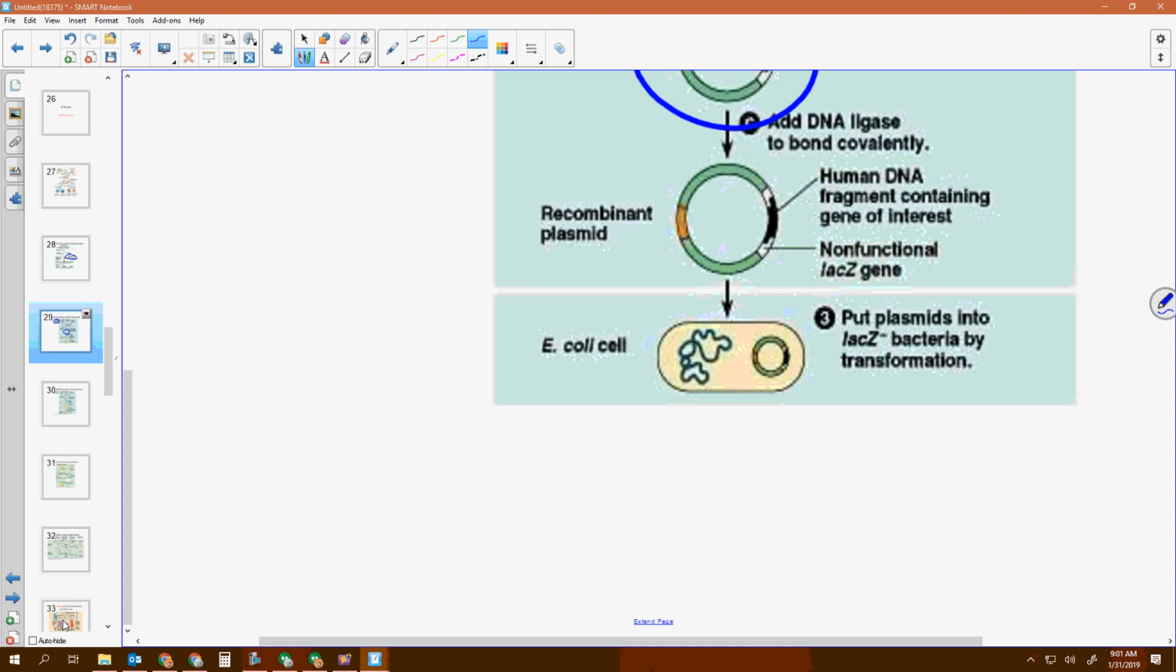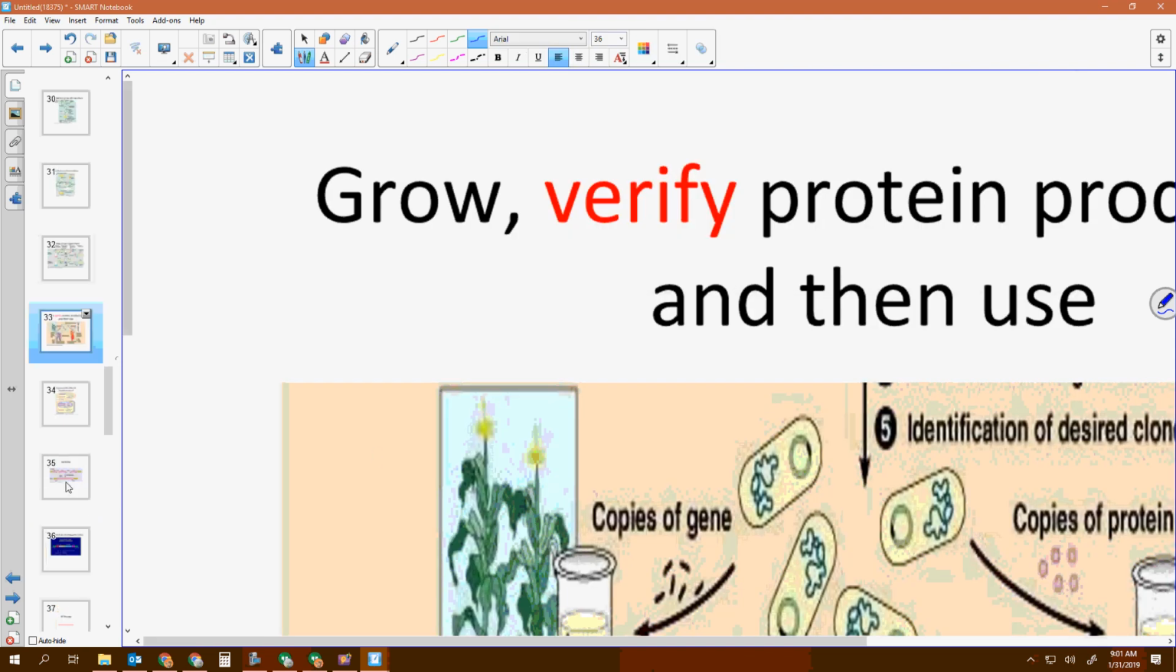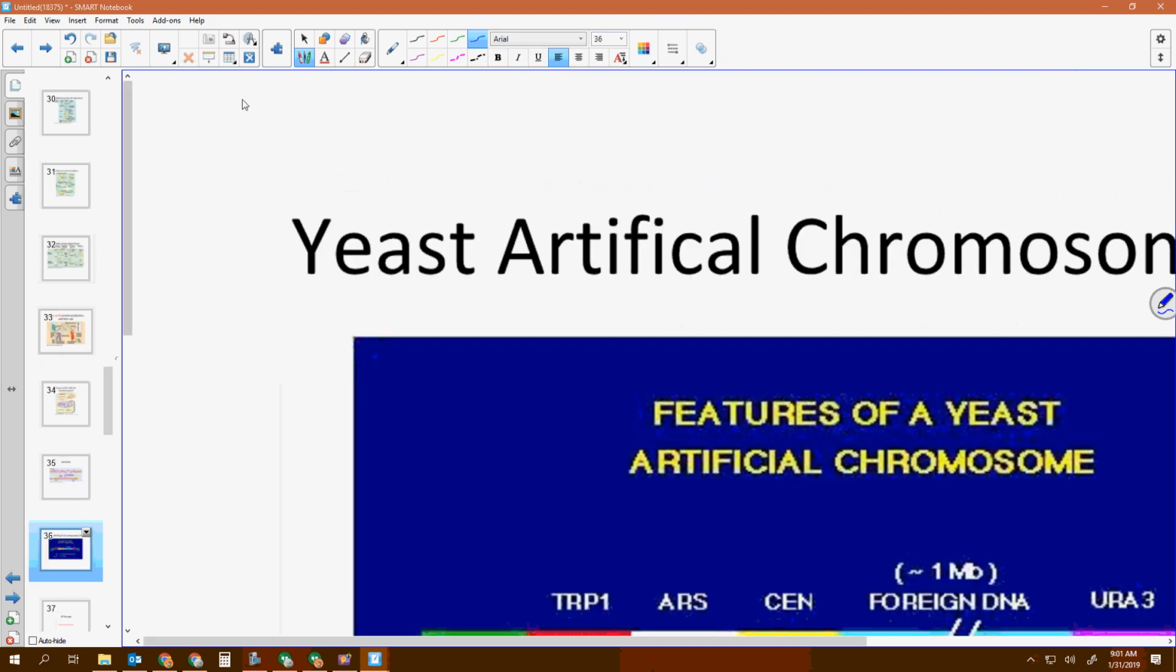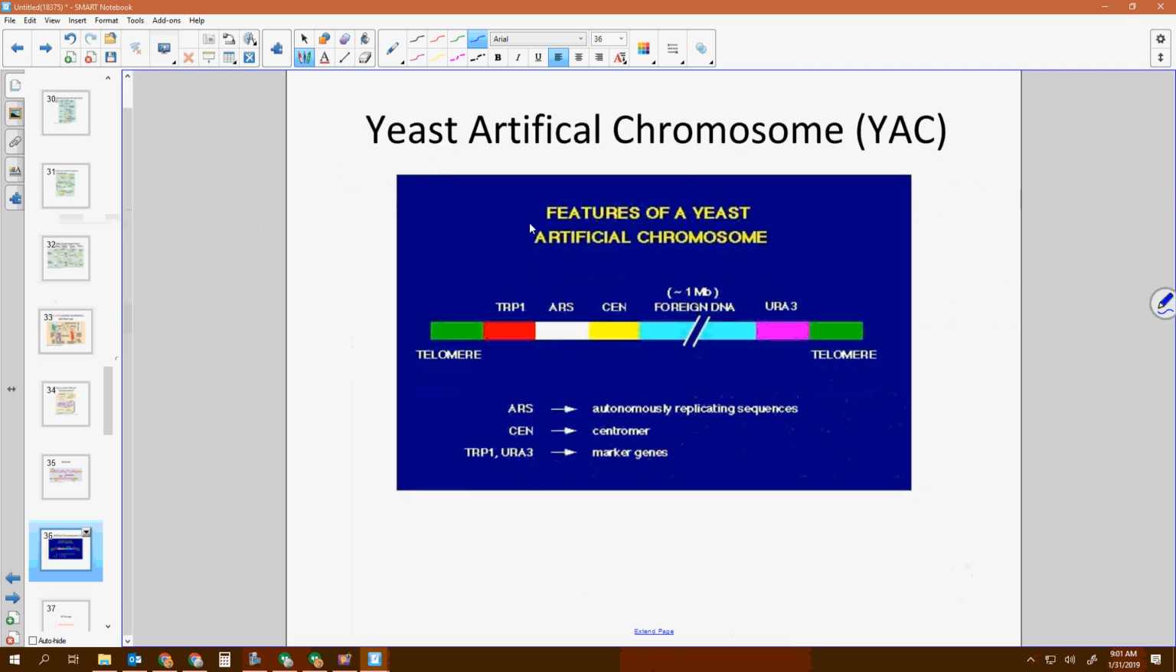Another thing that can occur, let's see, is something called yeast artificial chromosomes. The problem with bacteria is they're prokaryotic and we are eukaryotic, and so one way to create genes, or a lot of genes, and have them replicated is to make a chromosome, to literally make an artificial chromosome where we have a lot of genes together.